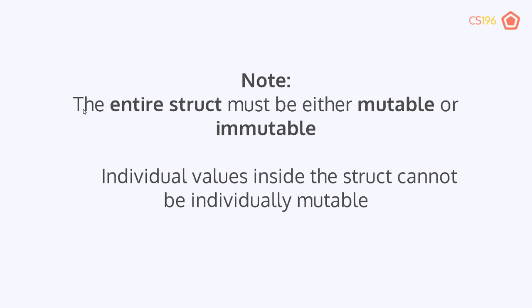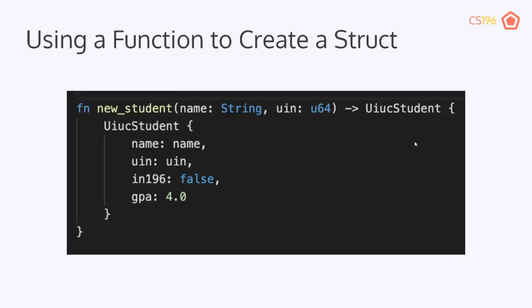So yeah, in our situation, just always have the entire struct as mutable or immutable. Individual values, we're not going to make individually mutable because it's A, very hard to do so, and B, a bad idea. And because this is this new data type essentially that we've created, we can return it from a function, for example.